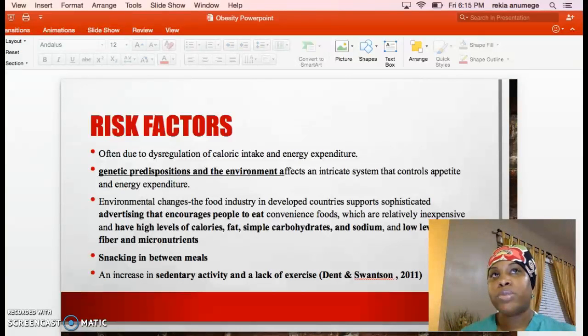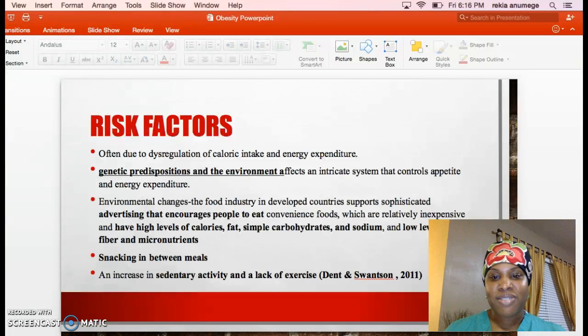Snacking in between meals. I'm very guilty of that. It's not that I'm hungry. We just want to eat just because the food is there. Or you can be an emotional eater. Some people, when they're happy, they eat. Some people, when they're sad, they eat. Again, we have to watch this because this could lead to obesity.